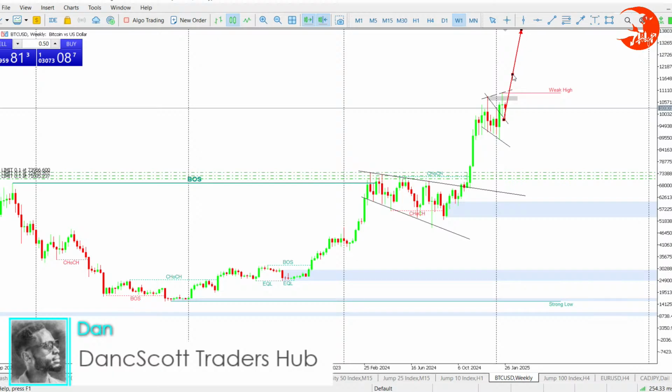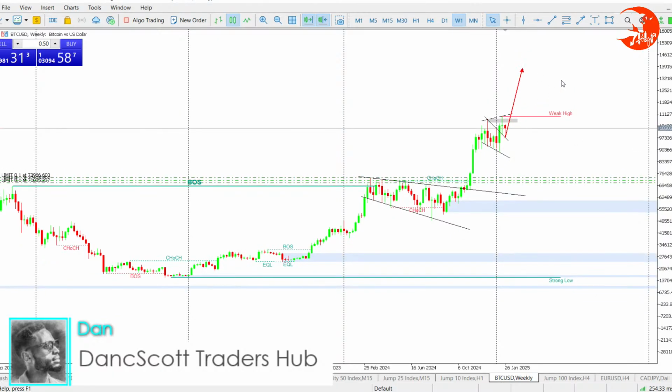So this would be what we should be anticipating right about there. And this will be taking us all the way to 139K right about there. So if this is the case, of which sometimes it can be the case, and sometimes it may not be the case.